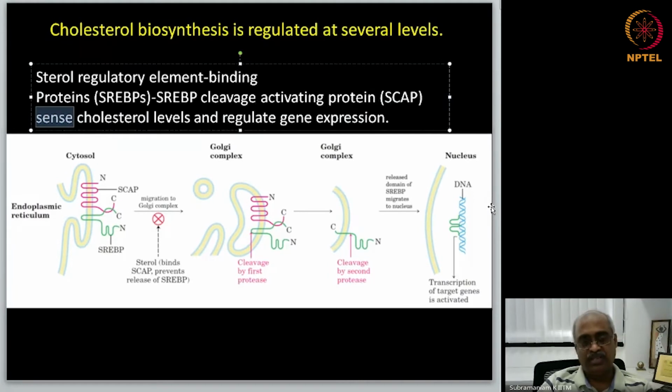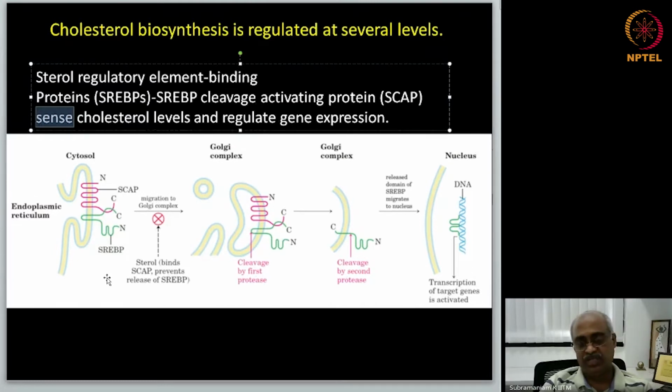So when you have less cholesterol, then cholesterol biosynthesis is promoted by activating transcription of the genes that encode the enzymes involved in cholesterol biosynthesis. So this is how they regulate. I told you at the beginning, when you have plenty of cholesterol, then this shuts off. SCAP binds to it and it is retained on the ER. And as long as they are on the ER, SREBP does not undergo proteolytic cleavage.